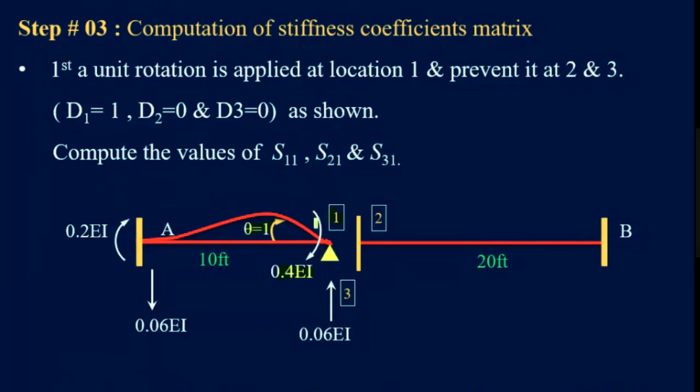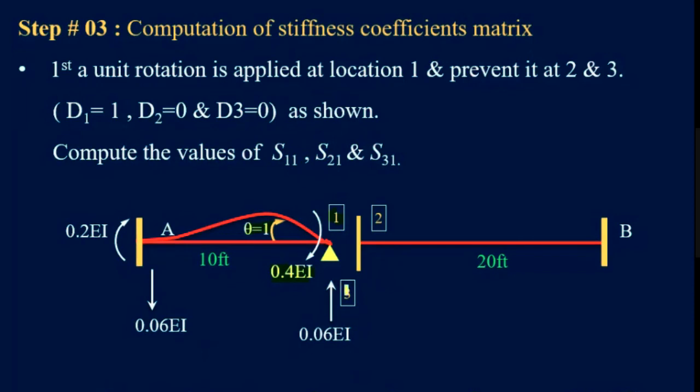Okay, so now corresponding to these moments, we have these external reactions, and now what is the value of S11? It is the value at 1 due to rotation applied at 1. So now this is this value. Similarly, the S21 value is the moment at 2 due to this rotation at 1. As we can see, there is no induced moment here, so it is 0.